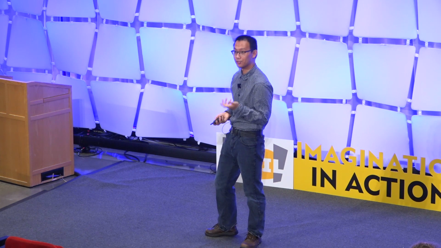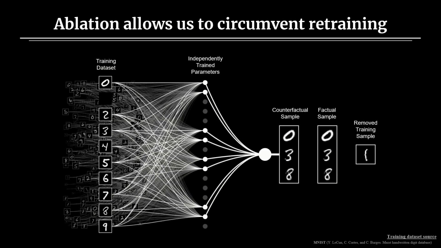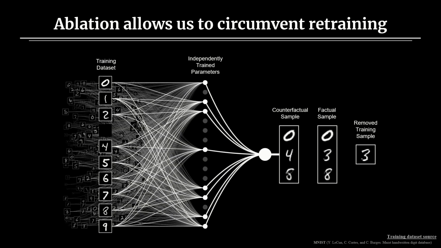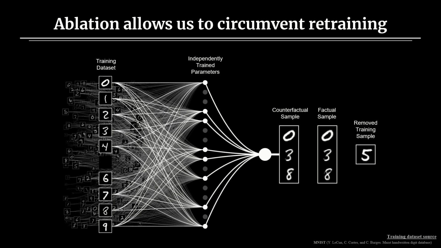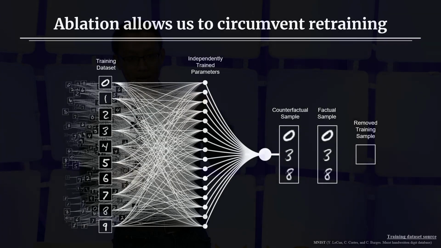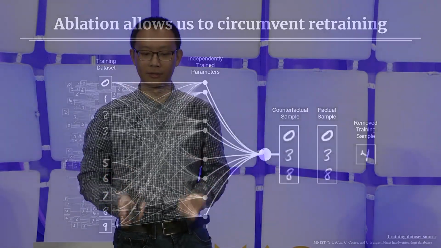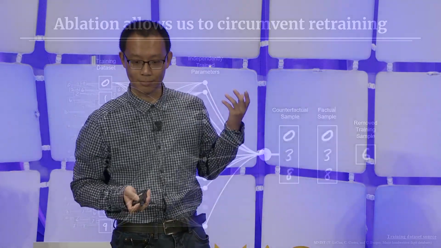But now what you can do is delete parts of the training. You can delete these parameters, right? You can delete parts of these parameters. If you delete all the parameters that have seen a particular training sample, then when you combine the parameters that haven't been deleted, you get a model that has effectively forgotten that it has seen that training sample.